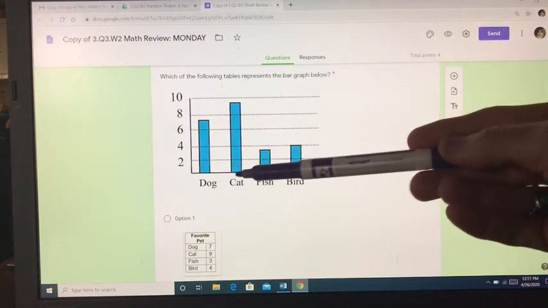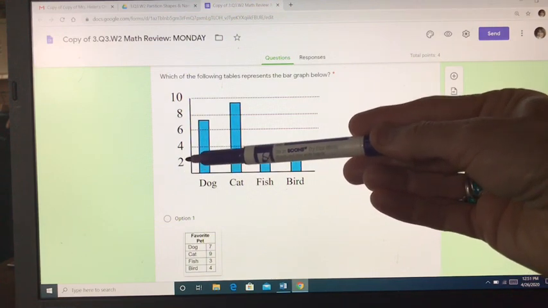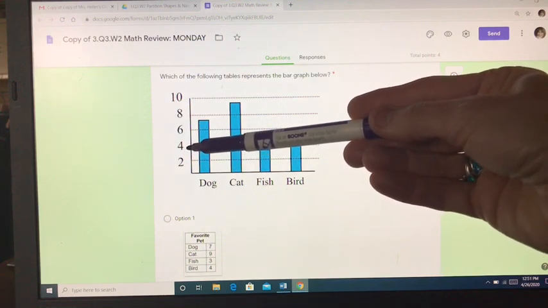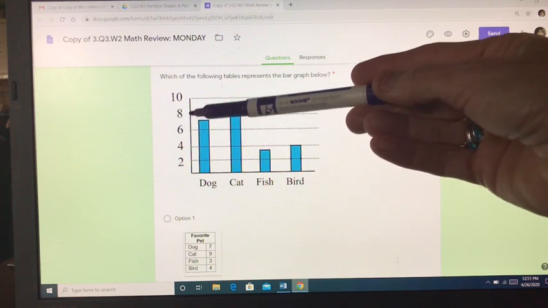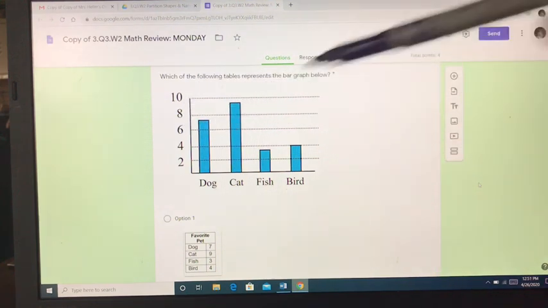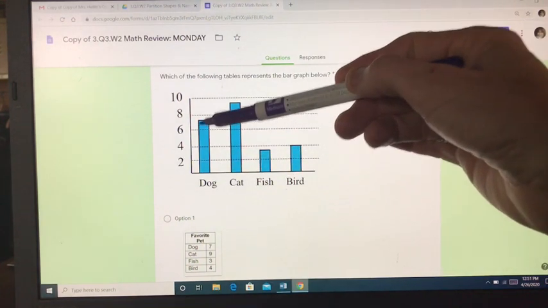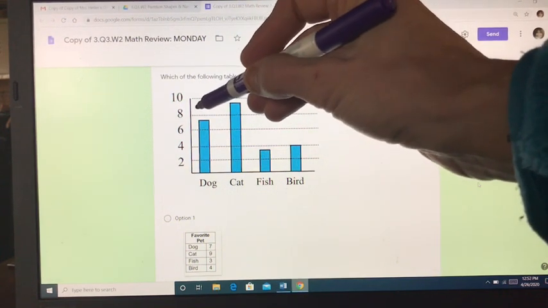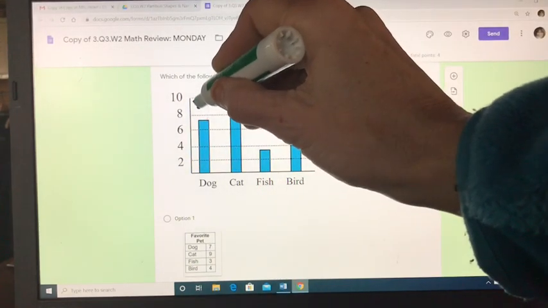So if I use my knowledge of numbers and I start at 0, I count up 1, then 2 is the dotted line. Between 2 and 4 would be 3, 4. Next comes 5, 6, 7, 8, 9, 10. All right, since I know that, I look at dog, it's between 6 and 8. So the number between 6 and 8 is 7. Let me get a better one for you. I'll put a 7 there.